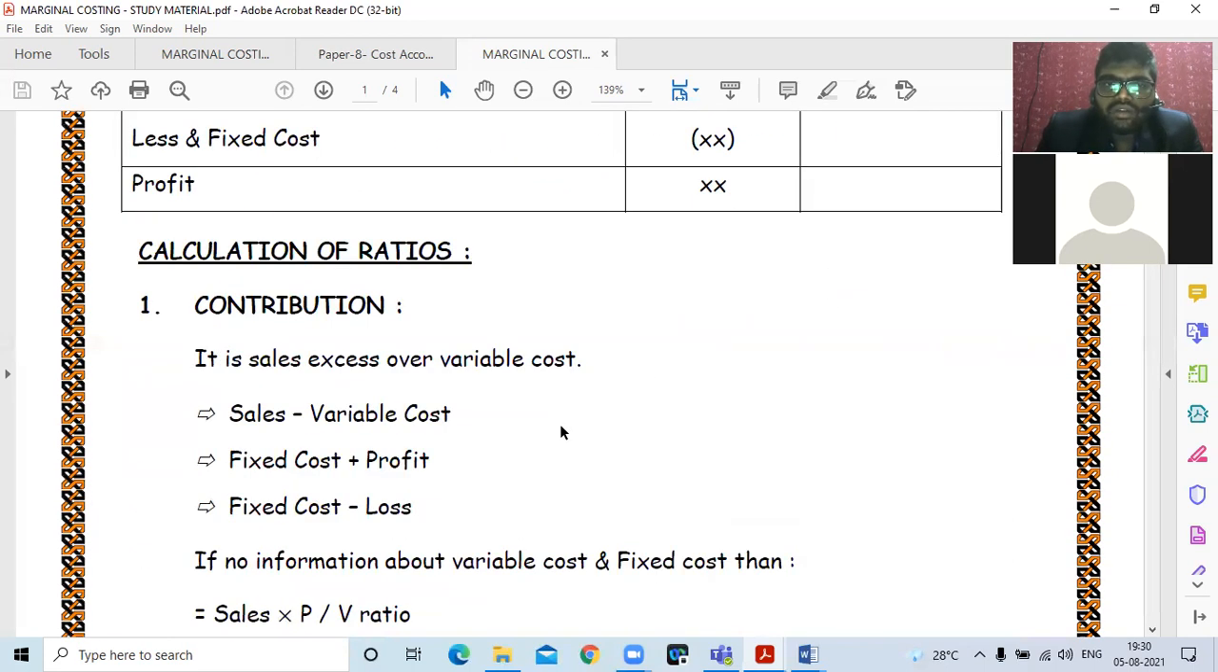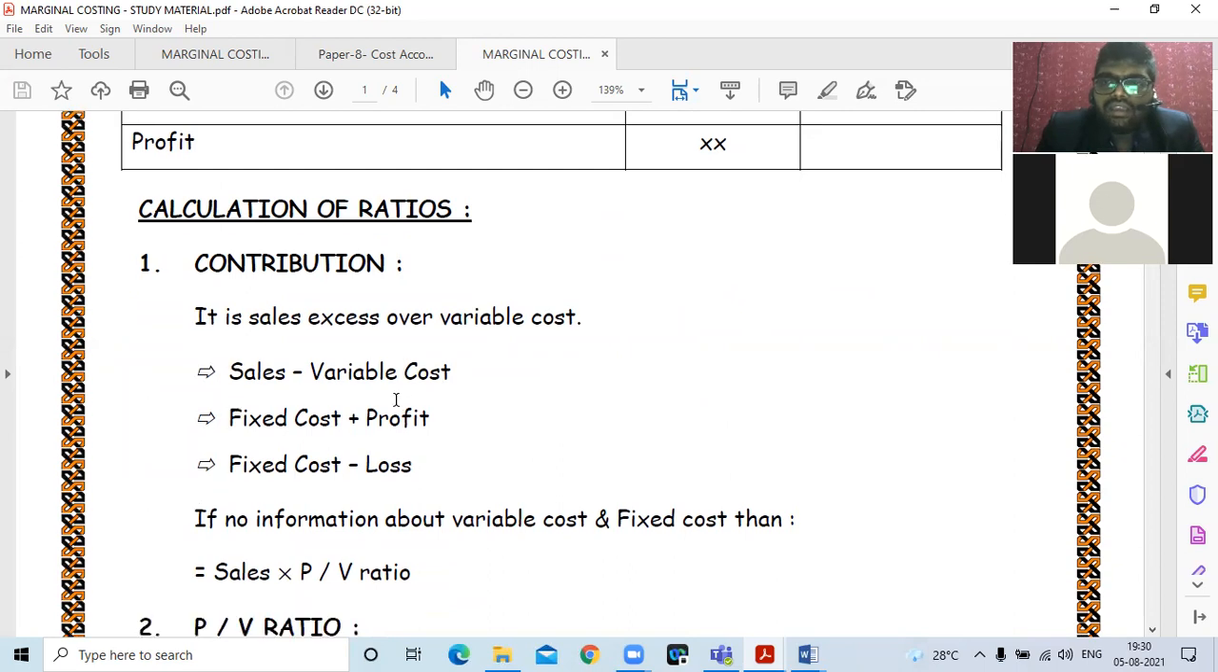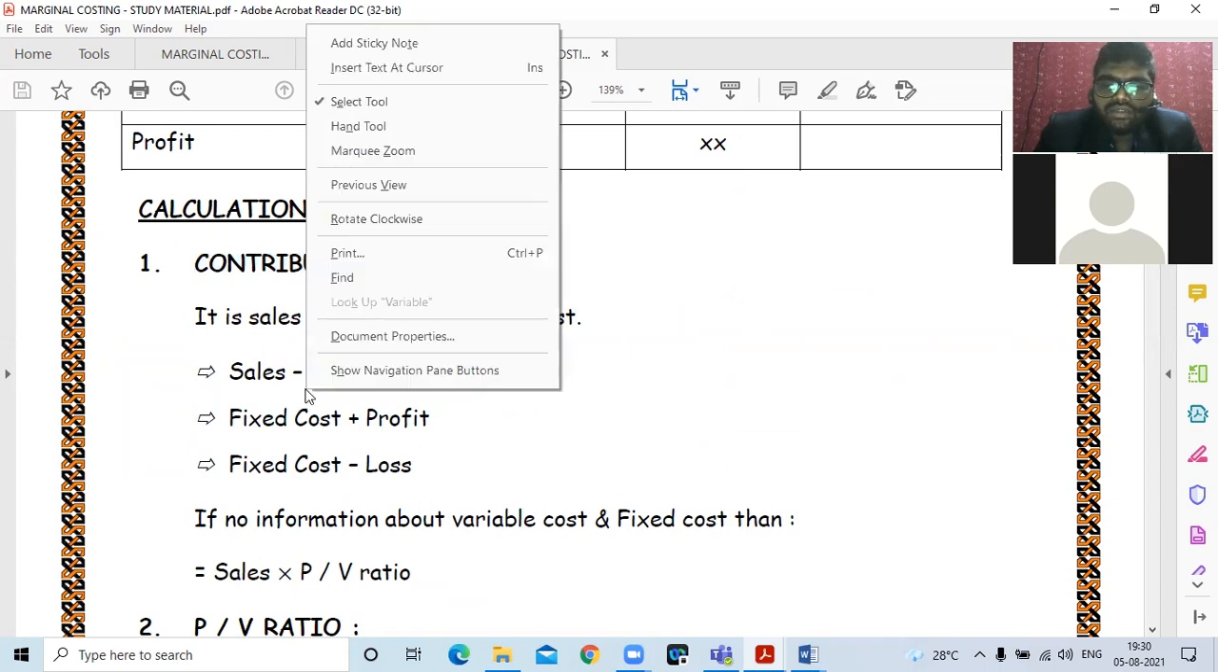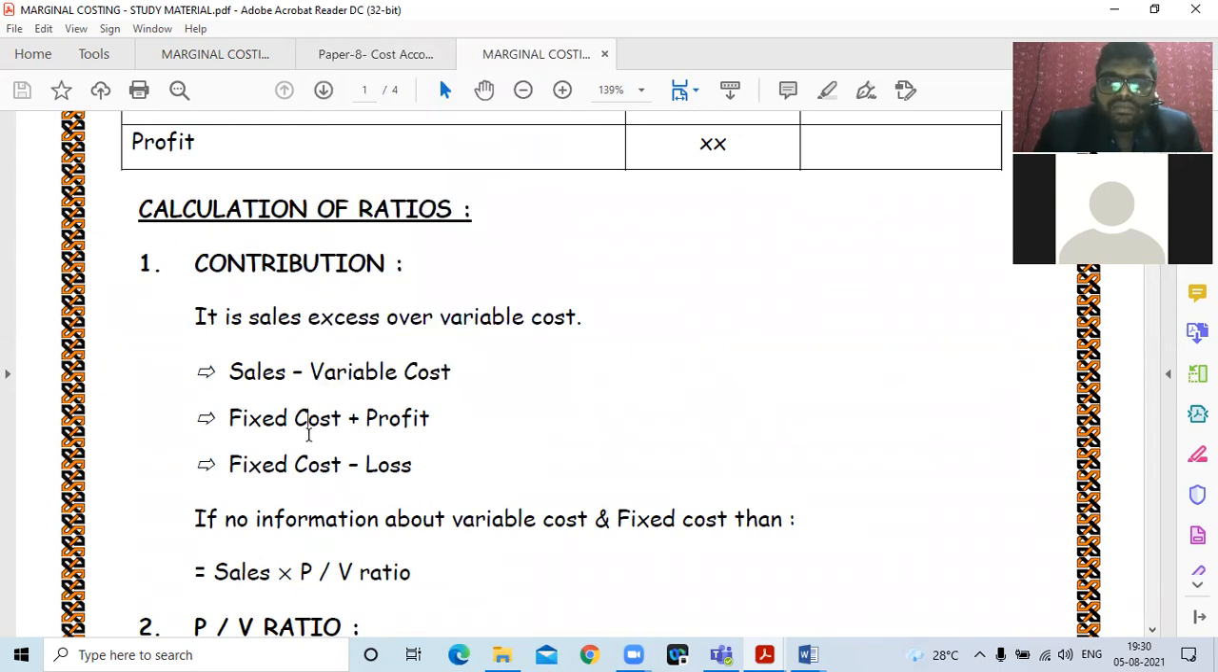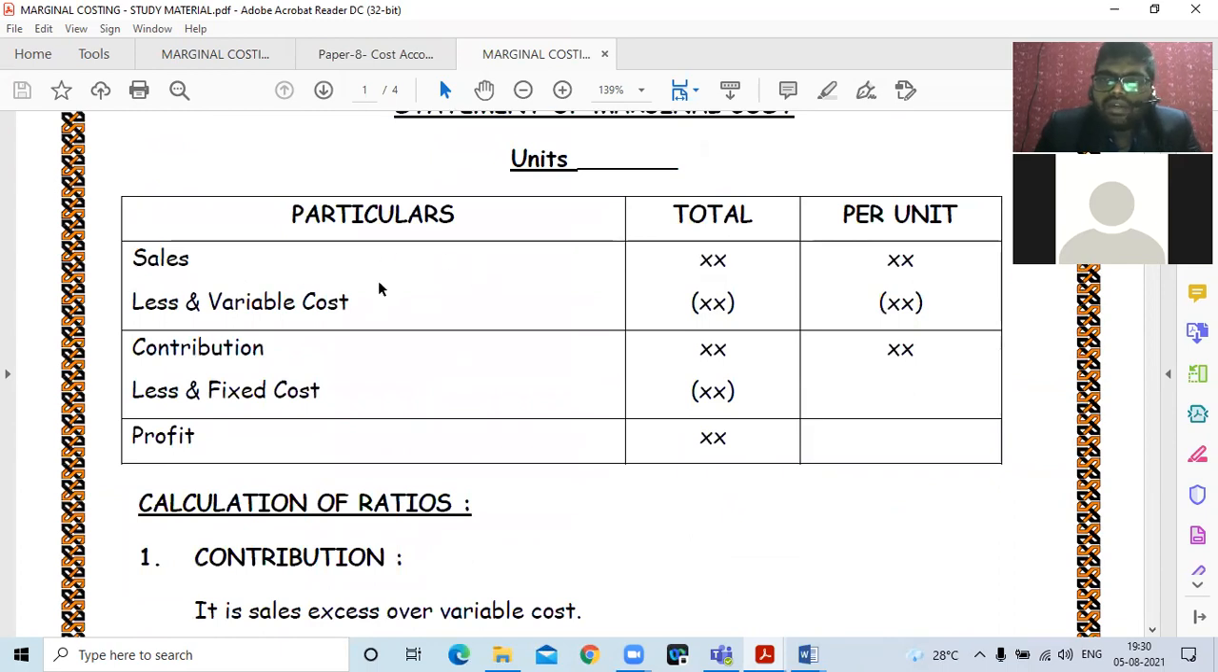Now this is all your formulas. Look at contribution, first, what you have used so far in the table, that is sales minus variable cost.